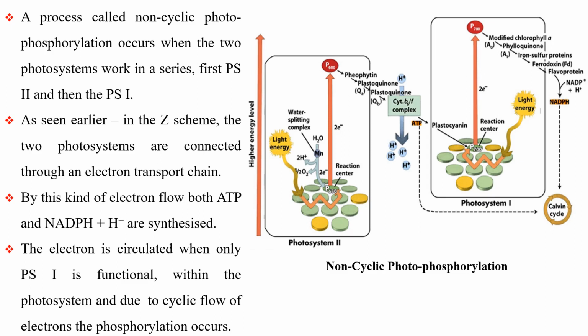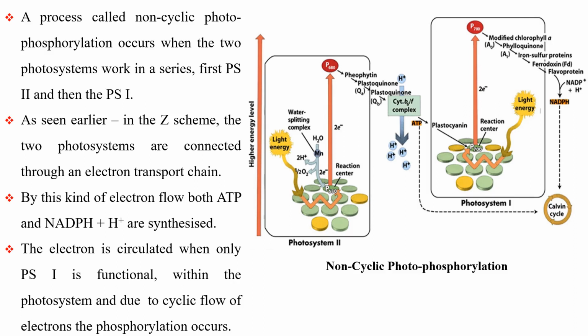A process called non-cyclic photophosphorylation occurs when the two photosystems work in a series, first photosystem 2 and then photosystem 1. As seen earlier in the Z scheme, the two photosystems are connected through an electron transport chain. By this kind of electron flow, both ATP and NADPH plus H+ are synthesized.